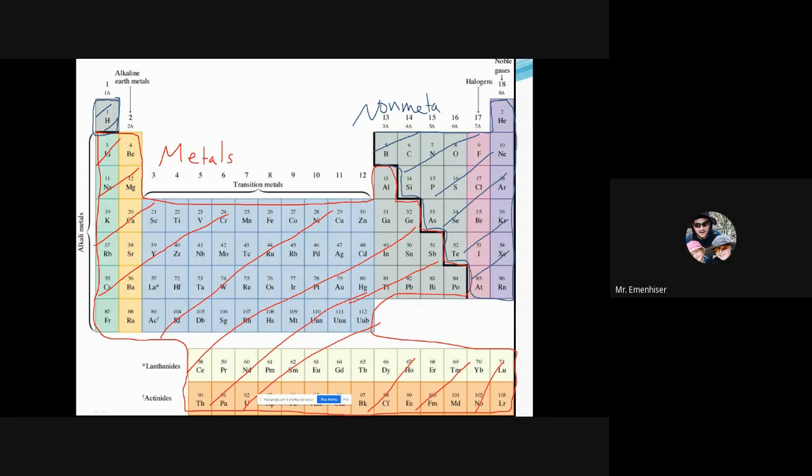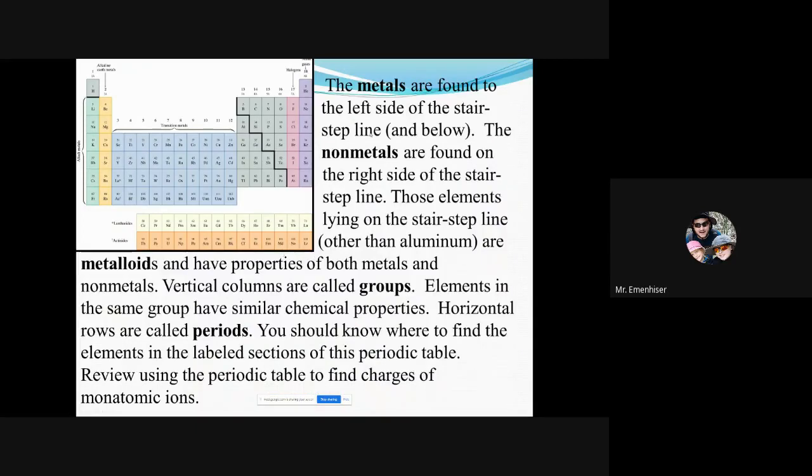So these are nonmetals. They like to gain electrons. They have a tendency to pull electrons to themselves and make covalent compounds, so they share electrons. And they're very electronegative, which means that they like to pull electrons to themselves. Metals are electropositive. They like to lose electrons. All right, the metals are on the left side, nonmetals are on the right side.